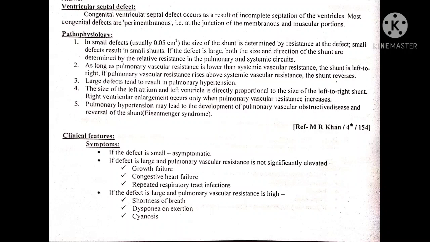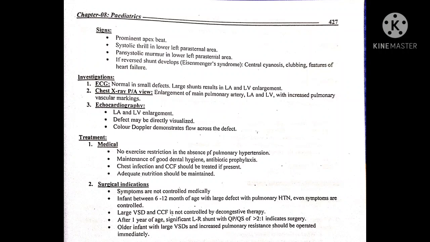The signs of ventricular septal defect are: prominent apex beat, systolic thrill in the lower left parasternal area, and pansystolic murmur in the lower left parasternal area. If reversed shunt develops, which is called Eisenmenger syndrome, central cyanosis, clubbing, and features of heart failure are present.